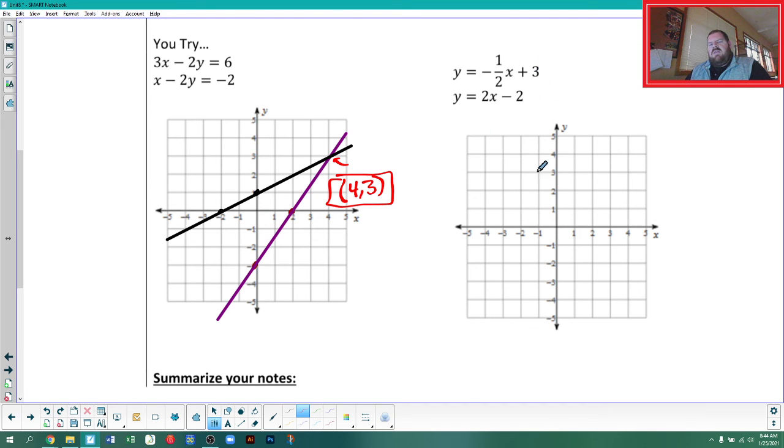And last but not least, slope-intercept form. I've got a y-intercept at 3, down 1/2. And a y-intercept of -2, up 2/1. And it looks like I found where my 2 lines cross without ever graphing a line. So sometimes it matters about how straight of a line you can draw.